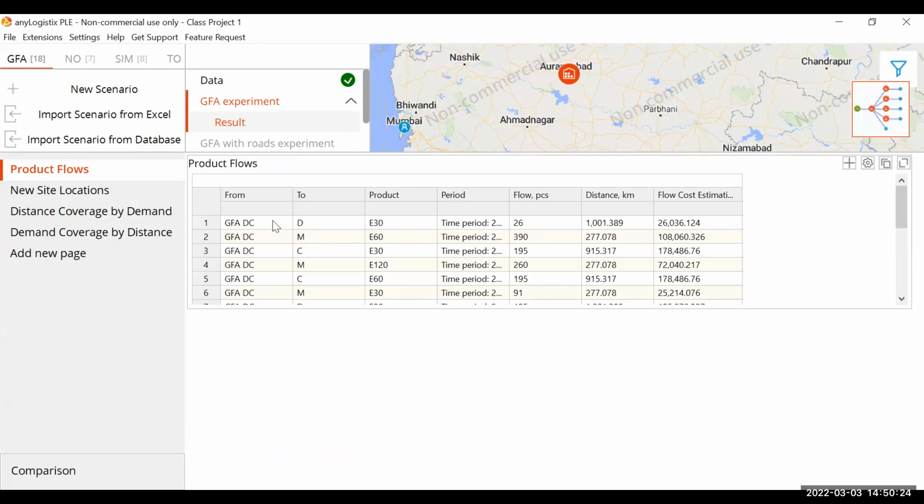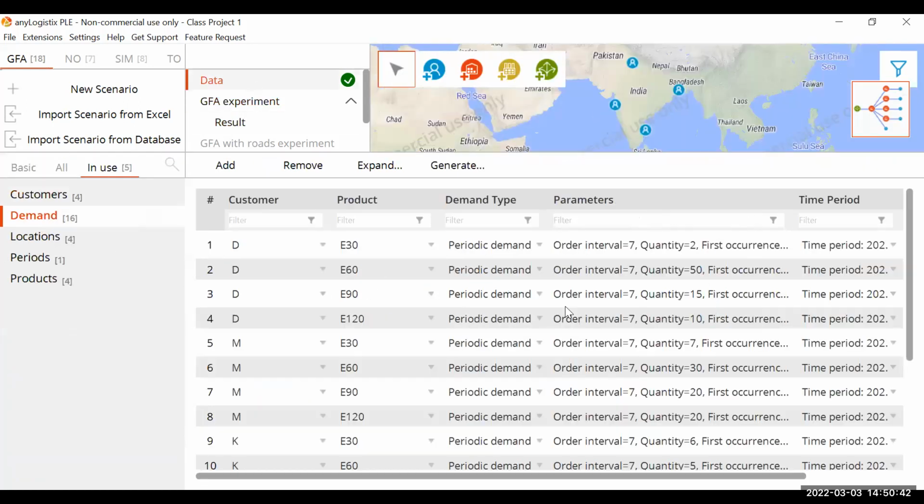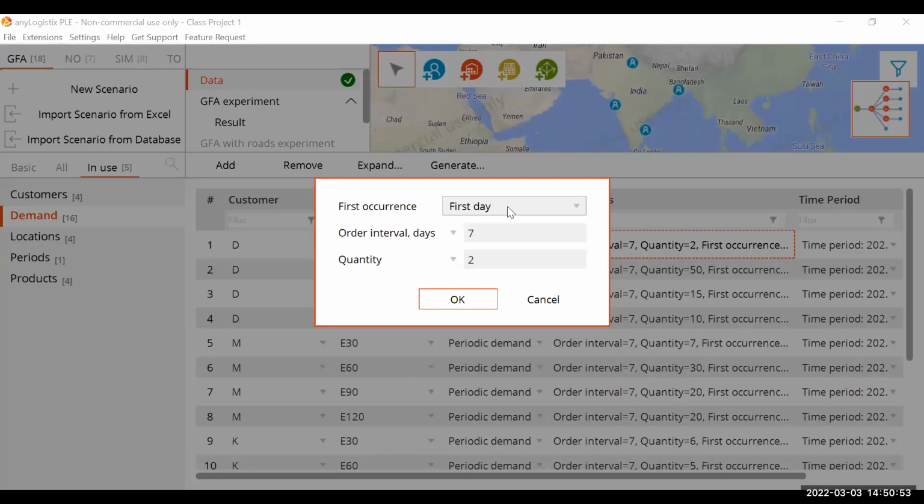Whether you got this from GFA DC, so this is basically Aurangabad to Delhi E30 product, whether flow pieces is 26. No, sir, this is a bit different. It's not exactly the same. Then the data, how you have taken this demand, have you put correct numbers here? Yes, sir, correct numbers, like order interval 7 and the numbers which you have given in the assignment. And this first occurrence is the first day. Yes, sir. Okay.